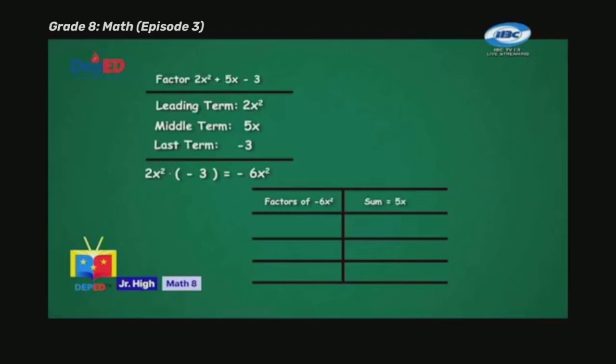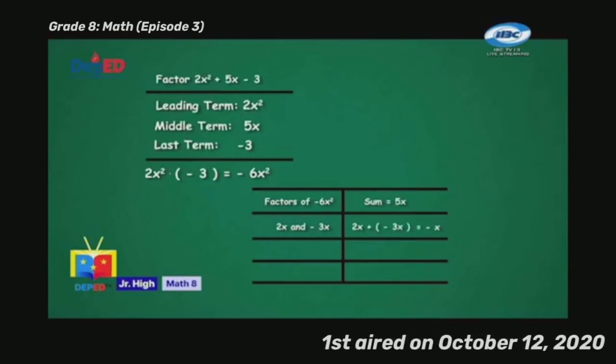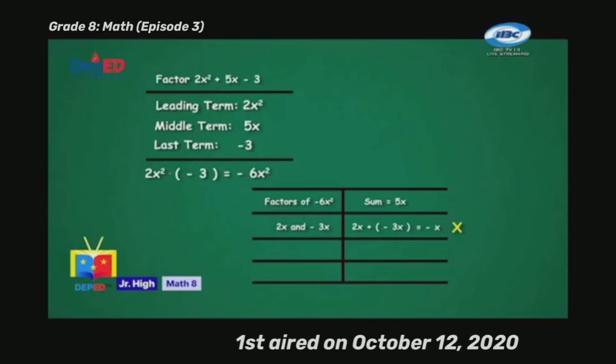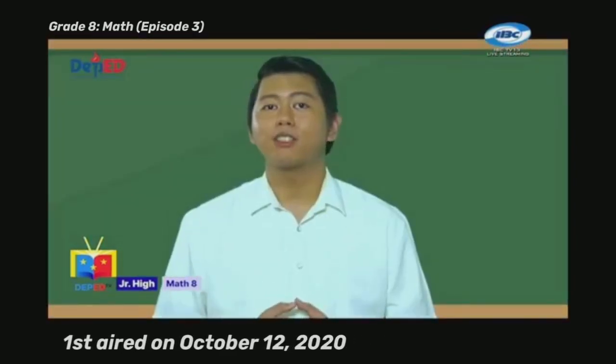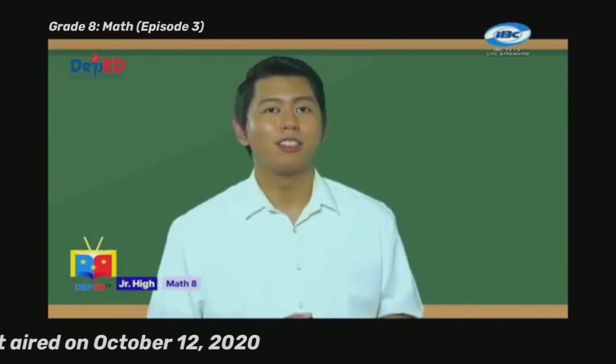Negative 6x squared is the product of positive 2x and negative 3x. But what is their sum? 2x plus negative 3x is negative x, which is not equal to 5x. So we need to look for other factors of negative 6x squared.